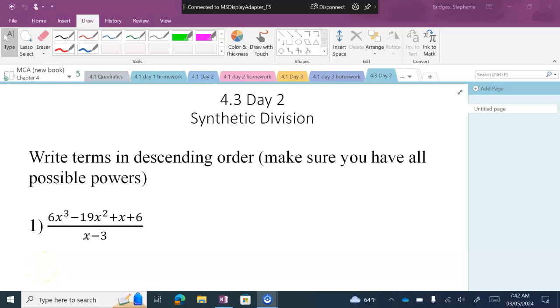Okay, so when we do this, just like yesterday, we have to make sure everything's in descending order, and we have to make sure we have all of our possible powers, meaning whatever the highest power is, that we have an x to the lower power, including my constant terms.